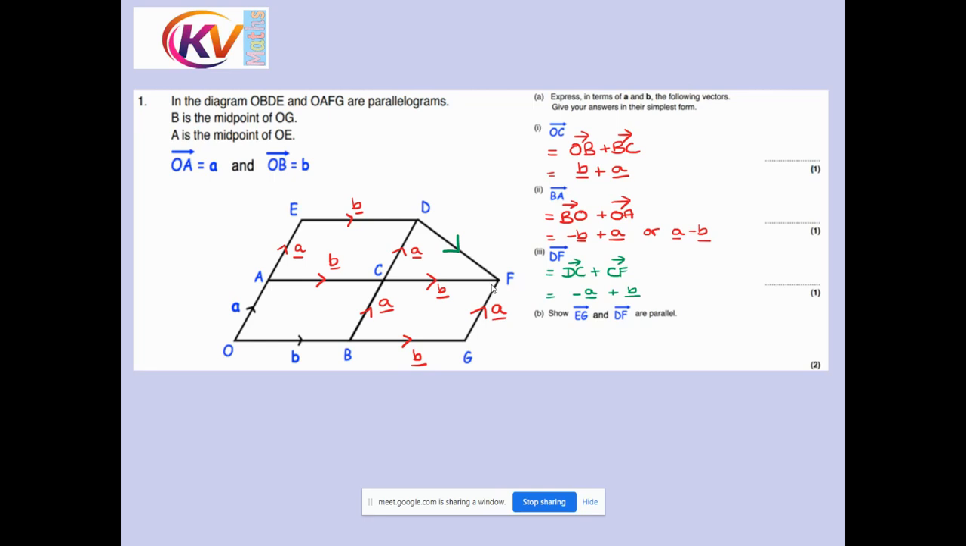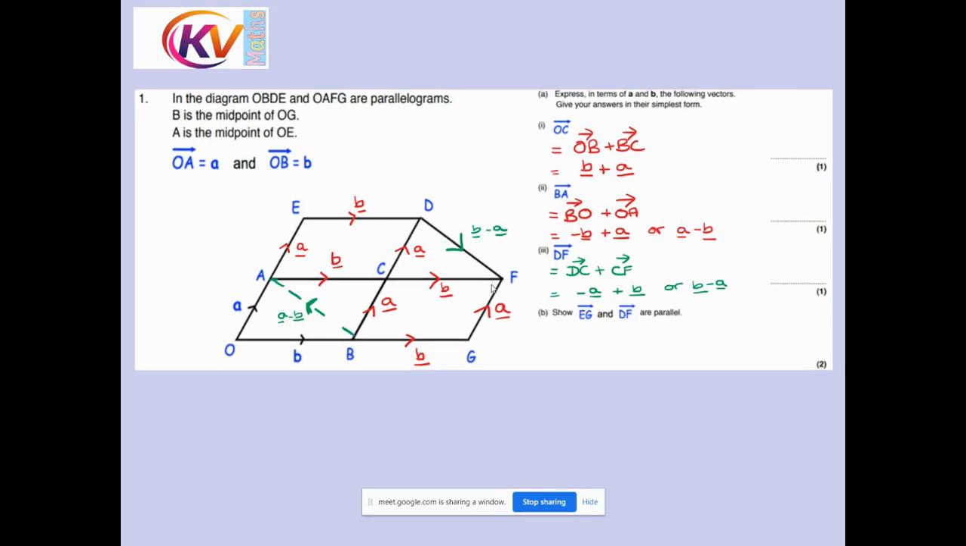And then we move on to the slightly more complicated part here, which is showing that EG and DF are parallel. And this is where it takes you to top end, grade 8, grade 9. So this would be right at the back of the paper. So we can label the fact that our answer there is B minus A, or minus A plus B, as I said, doesn't matter. The next part says show that EG and DF are parallel.